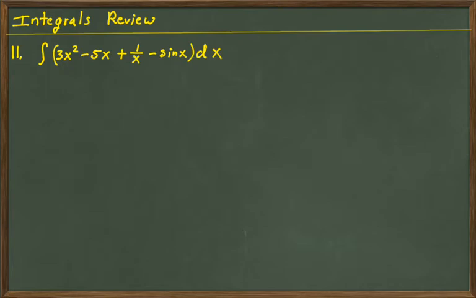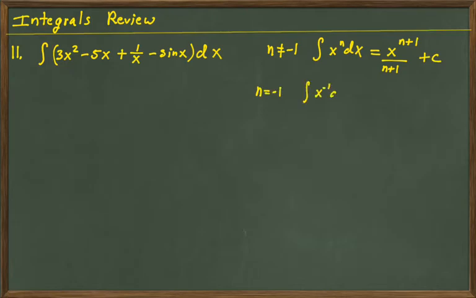There's your differential dx. If n is not negative 1, then the integral of x to the n dx is going to be x to the n plus 1 over n plus 1. So you add 1 to your exponent and you divide by your exponent, and then plus constant of integration. If n is equal to negative 1, then you have x to the negative 1 dx, which is the same thing as 1 over x dx. And that integral is the natural log of the absolute value of x plus c.